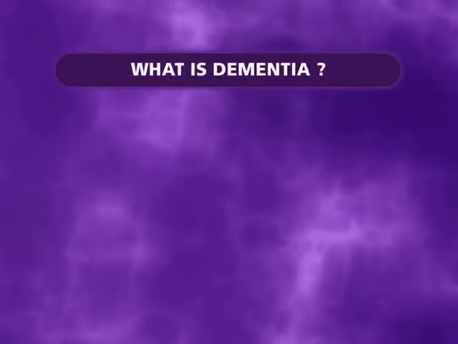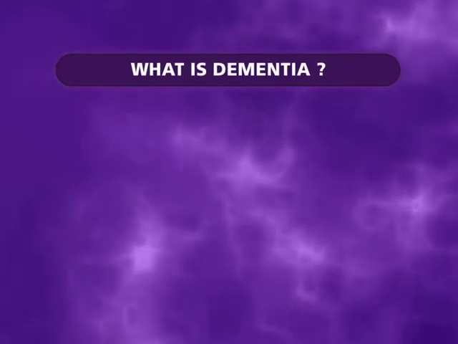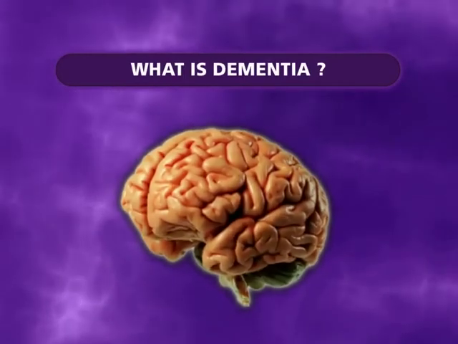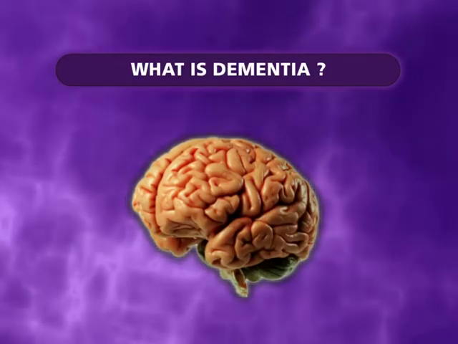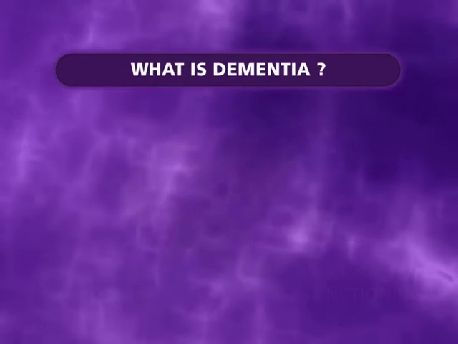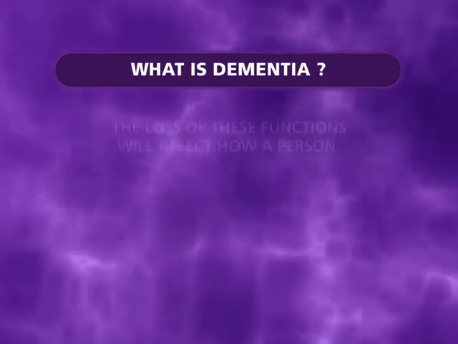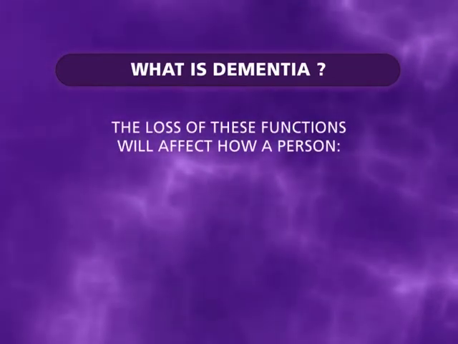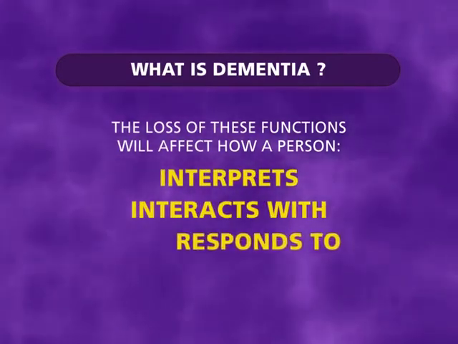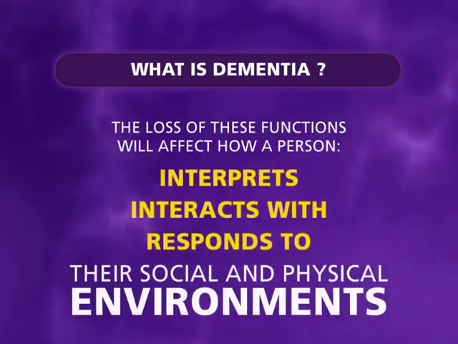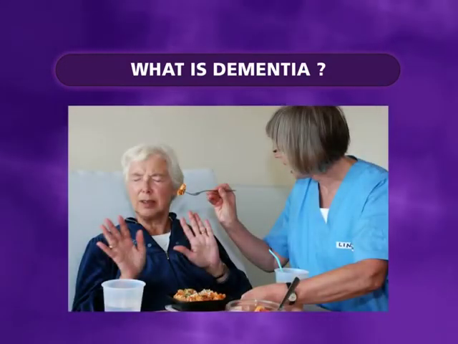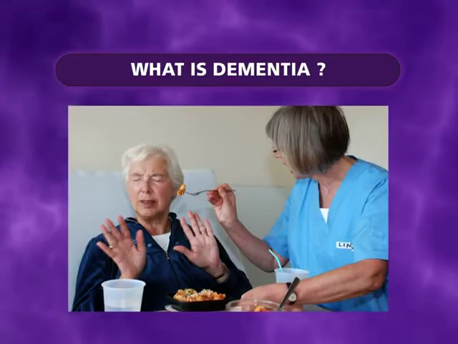Understanding dementia. What is dementia? Dementia affects one of the most important areas of the body, the brain. The brain is responsible for a person's intellectual and cognitive functioning. Any loss of these functions due to dementia will affect how a person interprets, interacts with, and responds to their social and physical environments. This disease can have a profound effect on a person's day-to-day functioning and relationships.